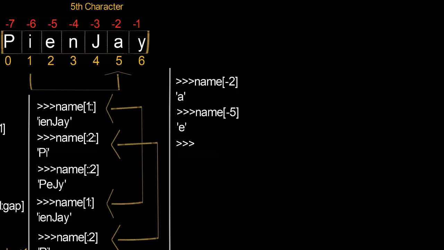Also we can have name square bracket colon colon -1, which will result in YAJNEIP. It will display the string in reverse order, since the gap is -1, so it starts displaying from the right end. This is the simplest way in which we can reverse a string in Python. Alright, that completes the properties of strings. And now let's move towards the operators in Python.